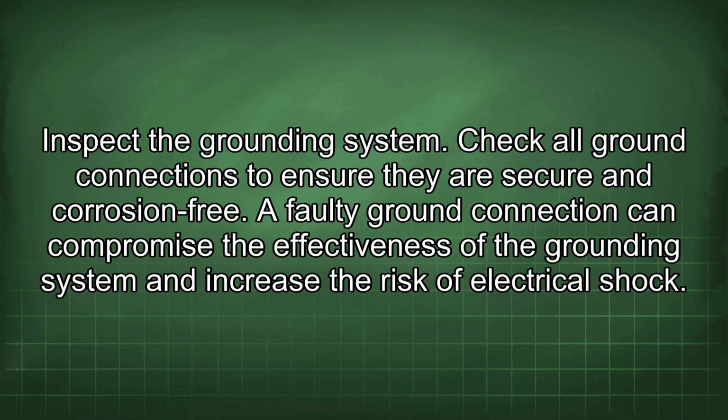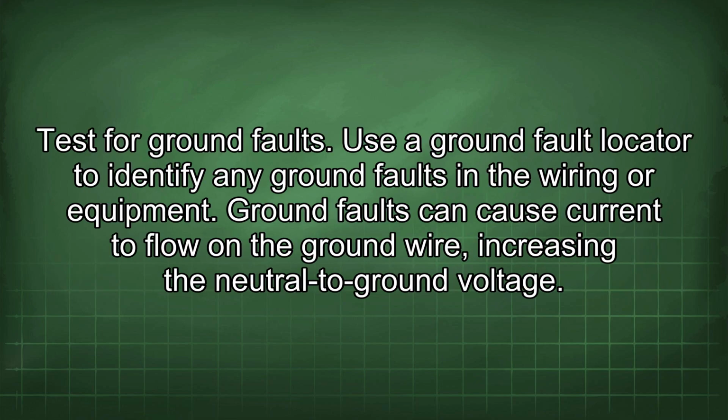Inspect the grounding system. Check all ground connections to ensure they are secure and corrosion-free. A faulty ground connection can compromise the effectiveness of the grounding system and increase the risk of electrical shock. Test for ground faults. Use a ground fault locator to identify any ground faults in the wiring or equipment. Ground faults can cause current to flow on the ground wire, increasing the neutral to ground voltage.